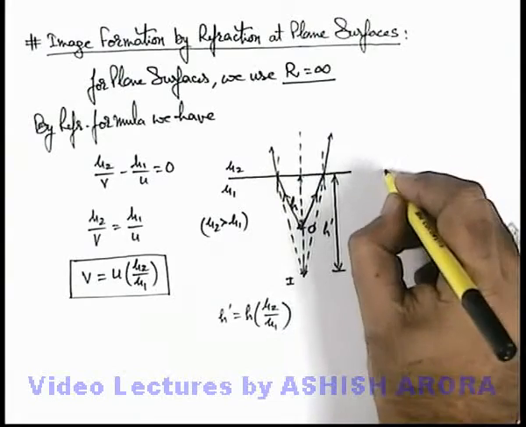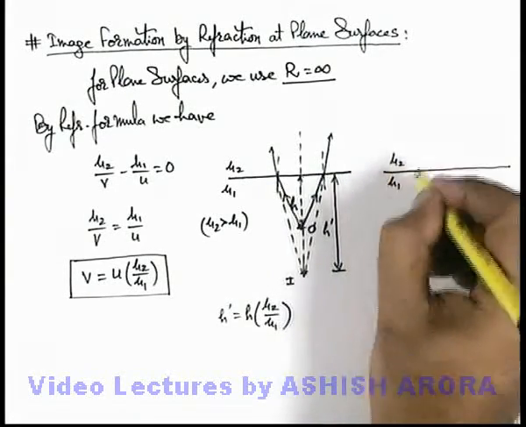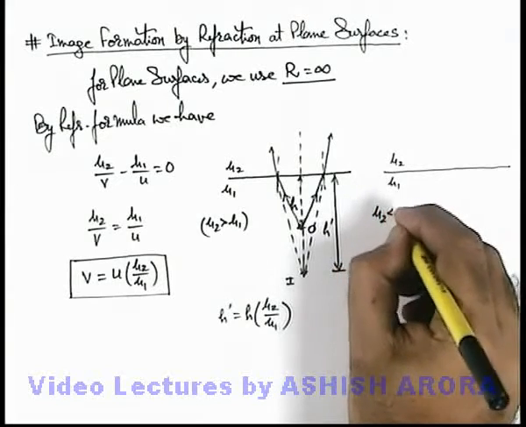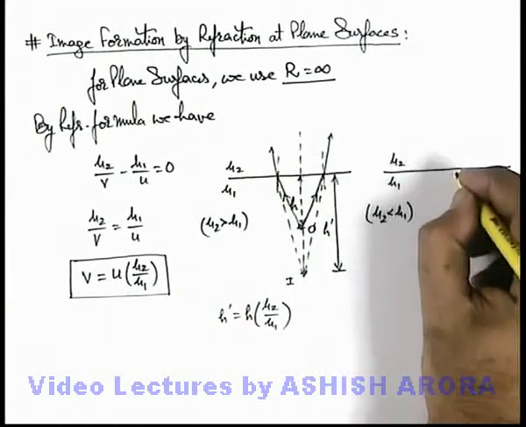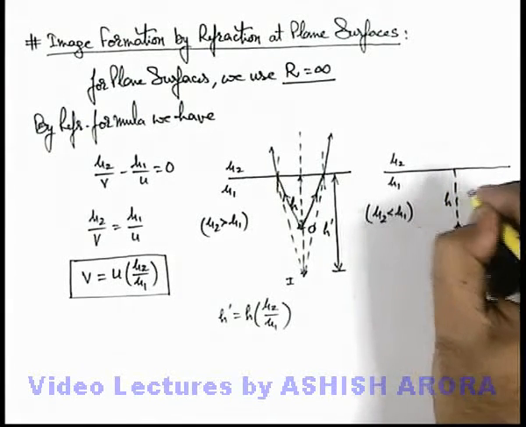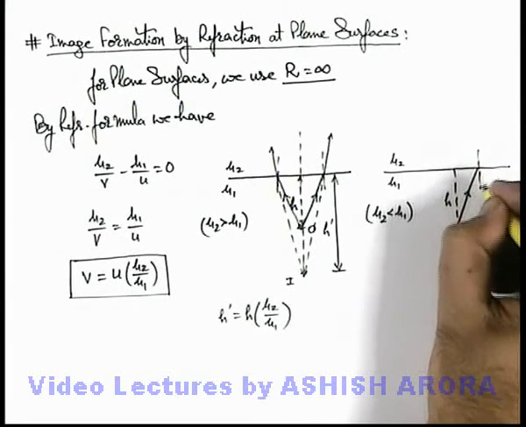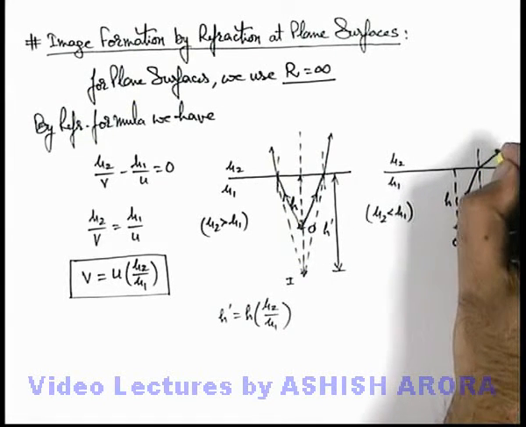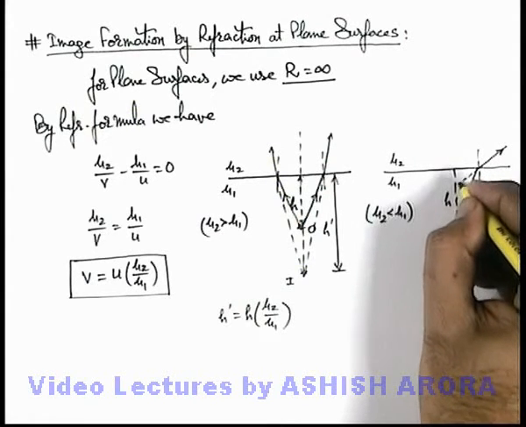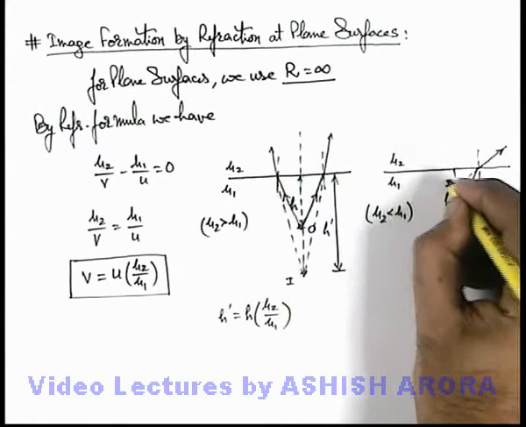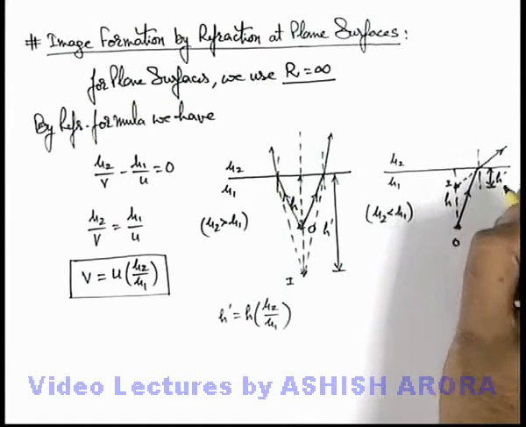And in the second situation, say this is mu1 and this is mu2, and we consider mu2 to be less than mu1. Then we can see in this situation, if this is the object placed at a depth h below the boundary, and a light ray is incident onto the boundary, it will be deviated away from the normal after refraction, and it appears to be coming from this point, which will be treated as an image located at a distance h dash from the boundary.